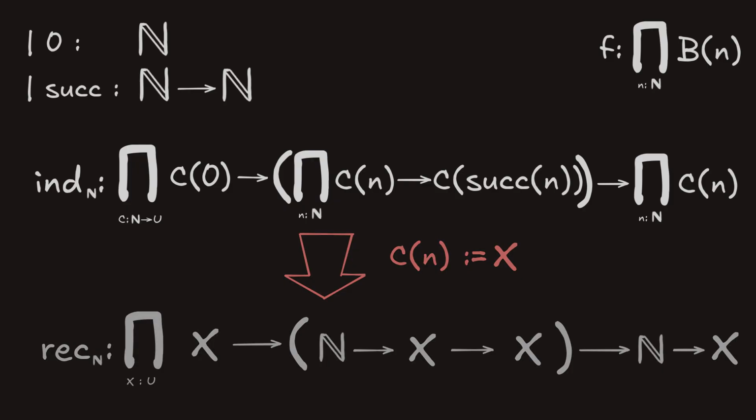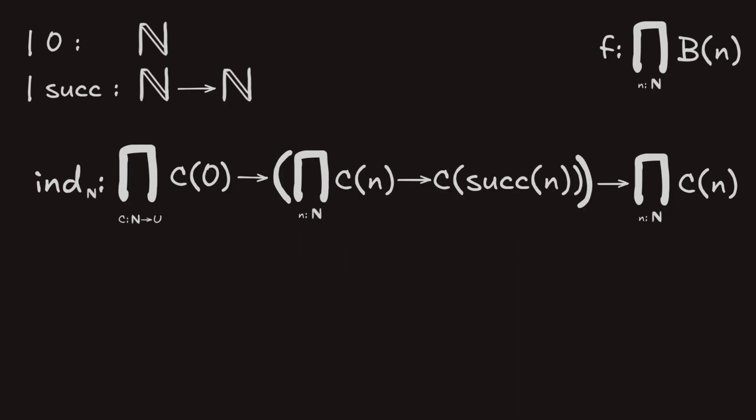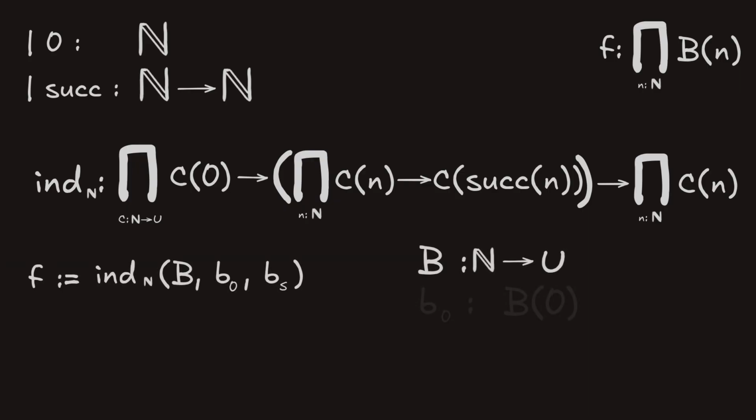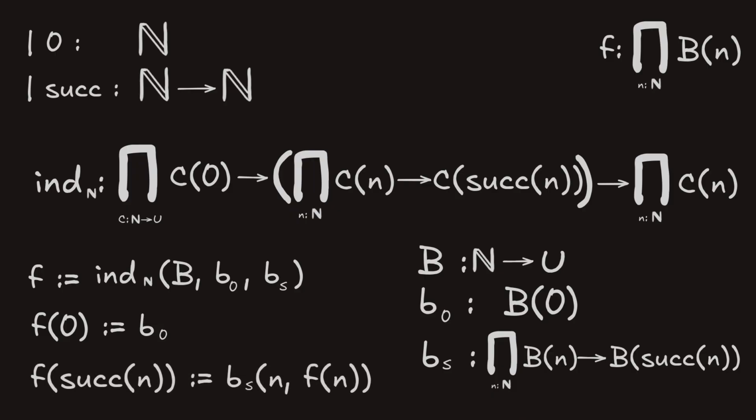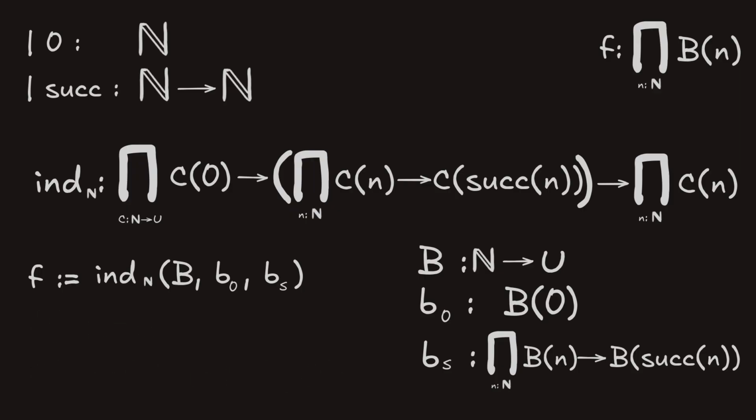So, how do we define f? Well, we do it the same way we did with the recursor. We apply the inductor to B, B0, Bs. And similar to the recursor, we define f 0 to be equal to B0 and f (suc n) to be equal to Bs applied to n and f n. But we can go one step further.